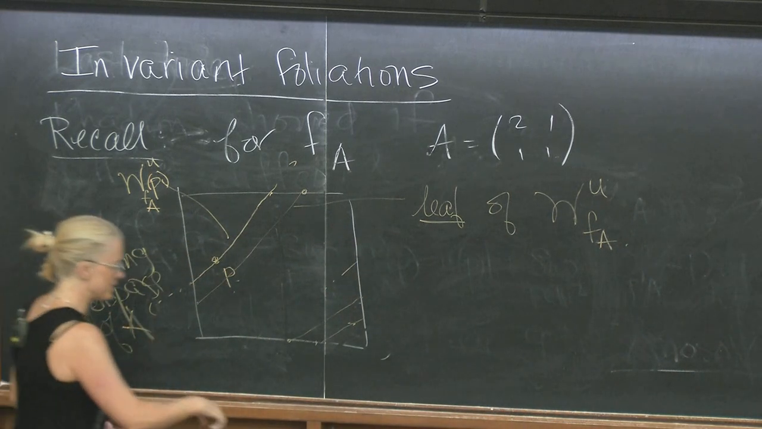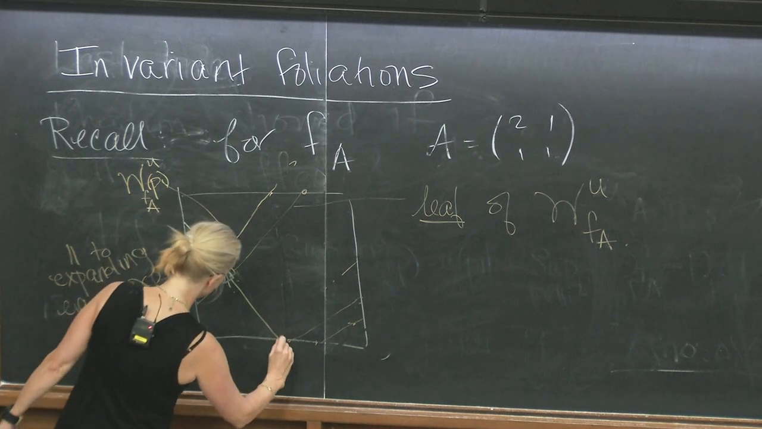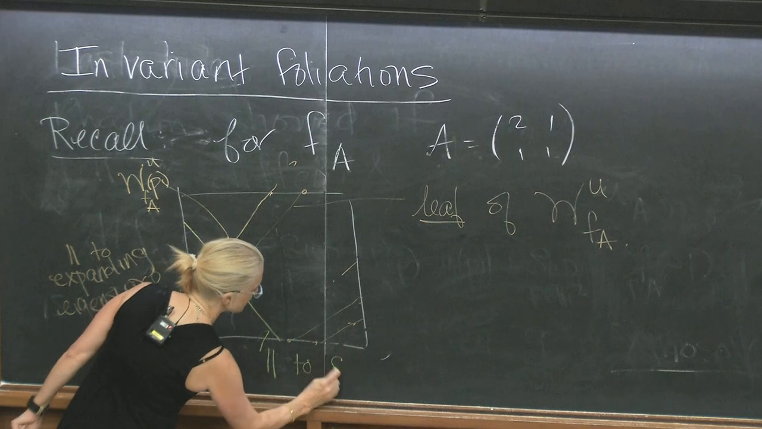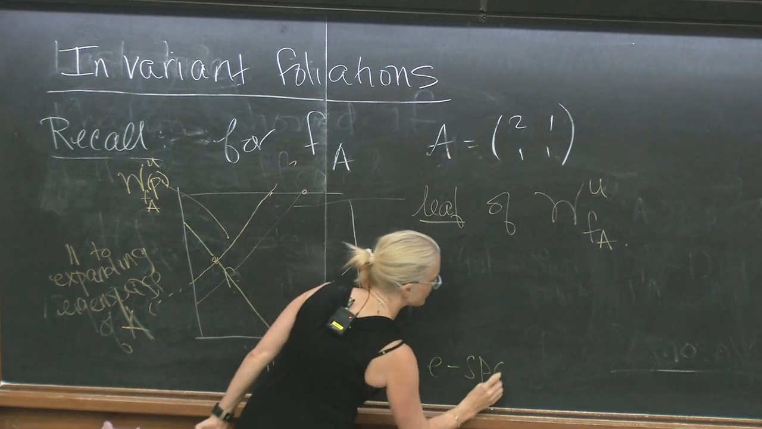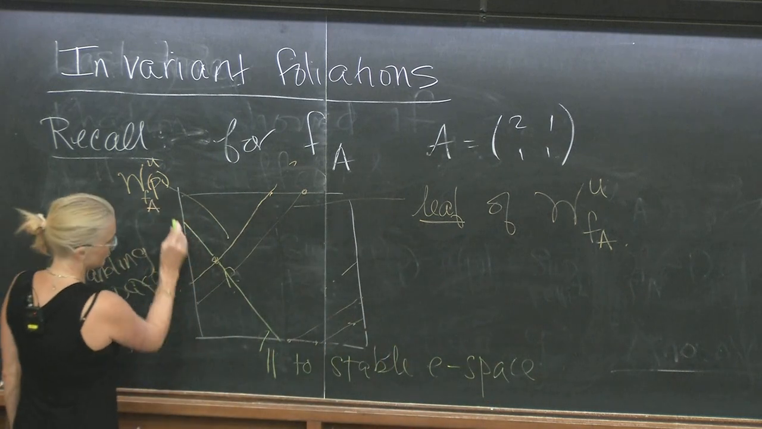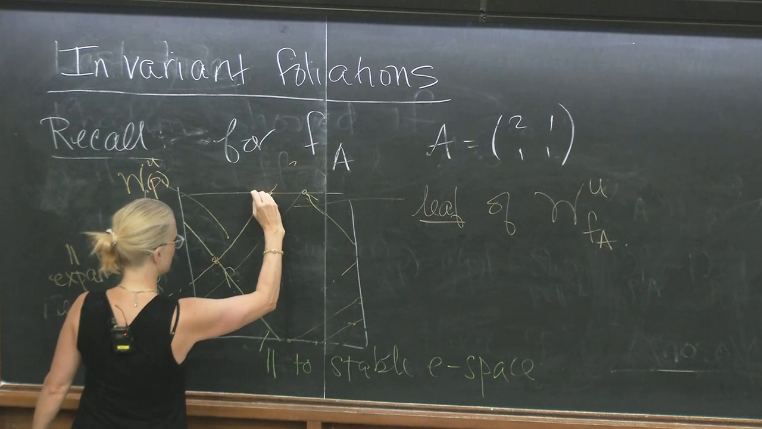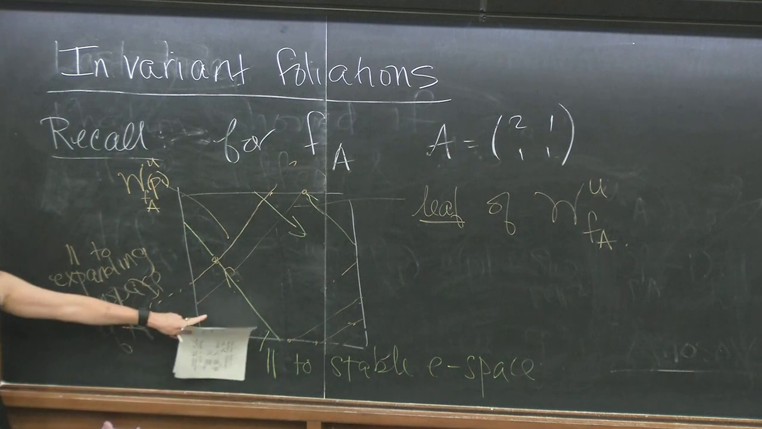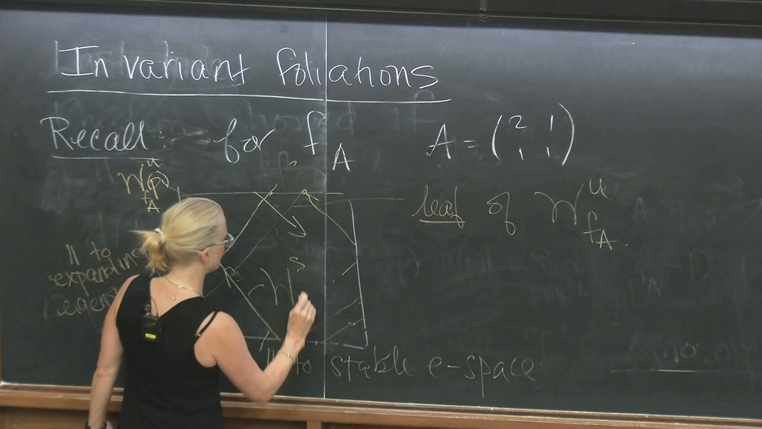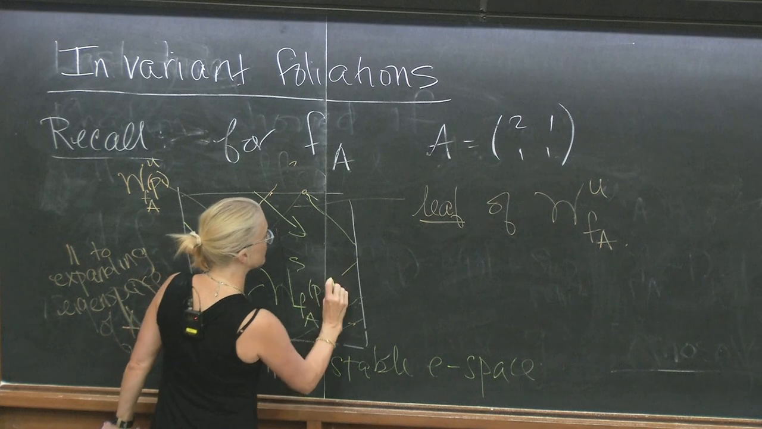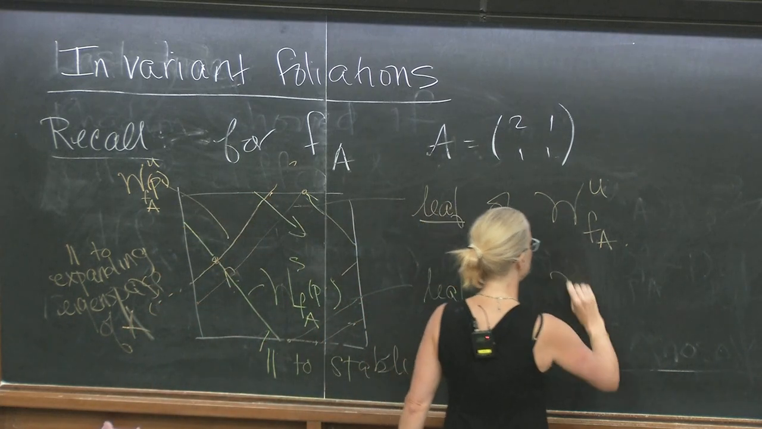And similarly, if we take a line that's parallel to the stable eigenspace, and we project it, we get a line called W^s of f sub A of p, and that is the leaf of the foliation W^s of f sub A.